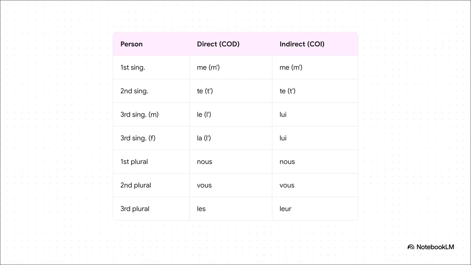Okay, so take a look at this chart. What's kind of cool here is the pattern. You see how for me, you, us, and you guys, so me, te, nous, vous, the direct and indirect pronouns are exactly the same? No difference. The only place you really have to pay attention is in the third person. That's where we get le, la, les for direct, but lui and leur for indirect. And that little difference? Oh yeah, that's going to be super important in just a minute.